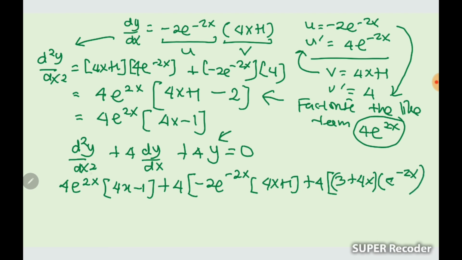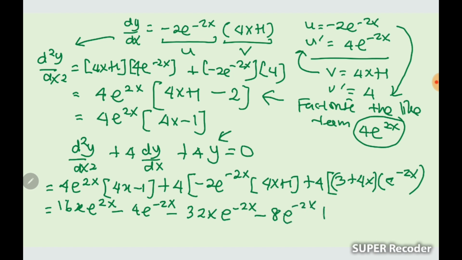And you have to solve. Okay, or you have to expand now. Now I will expand to get 4 times 4, that is 16x e to the power of 2x minus 4e to the power of negative 2x minus 32x, 4 times negative 2, then you will get minus 32x e to the power of negative 2x, then you get minus 8e to the power of negative 2x, then you will get plus 12e to the power of negative 2x plus 16x e to the power of negative 2x.